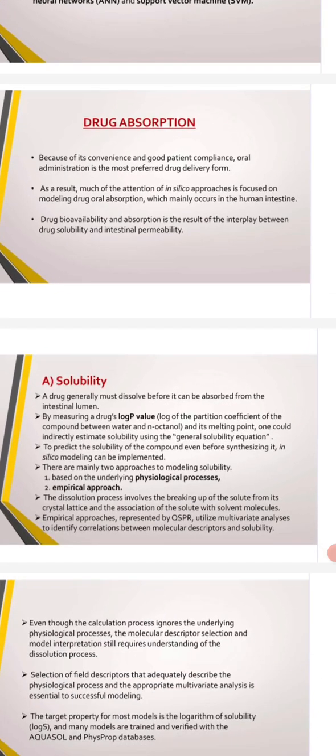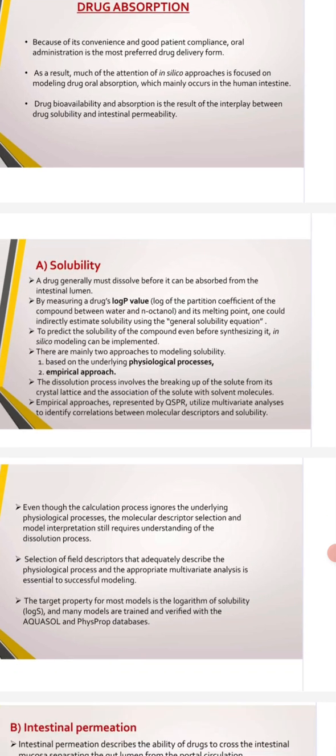First one, solubility. A drug generally must dissolve before it can be absorbed from the intestinal lumen. By measuring a drug's log P value and its melting point, one could indirectly estimate solubility using the general solubility equation. To predict the solubility of the compound even before synthesizing it, in silico modeling can be implemented.